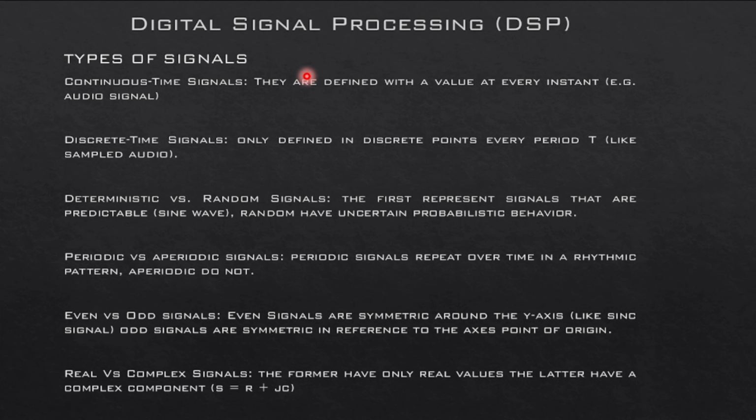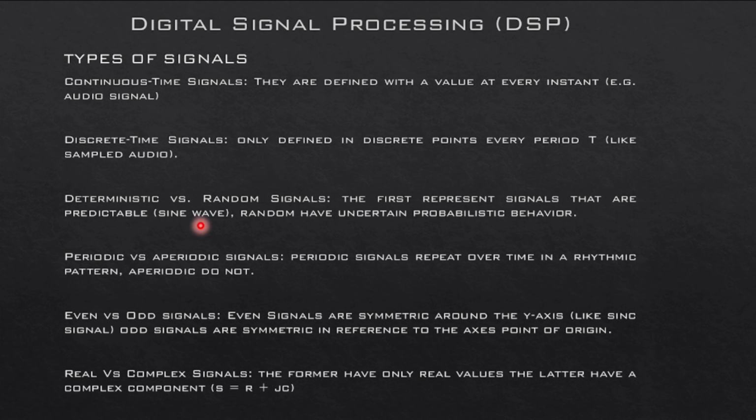So at first you have continuous time signals. They are defined with a value at every instance, okay? Like an audio signal is continuous. It has values all the time, even if zeros, but still has values. Discrete time signals are only defined at discrete points, meaning that every period T you have one point or one value for that signal, like the sampled audio that we've seen before.